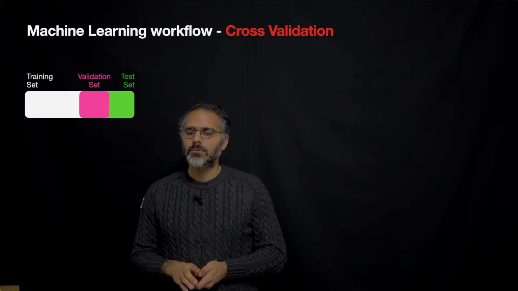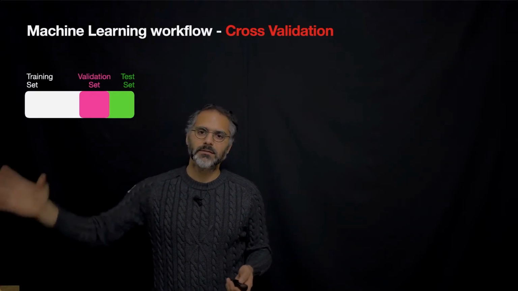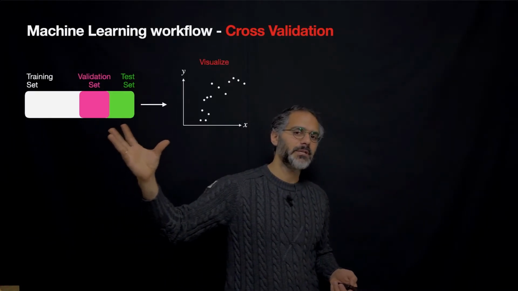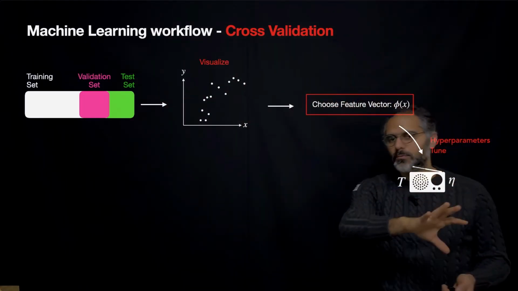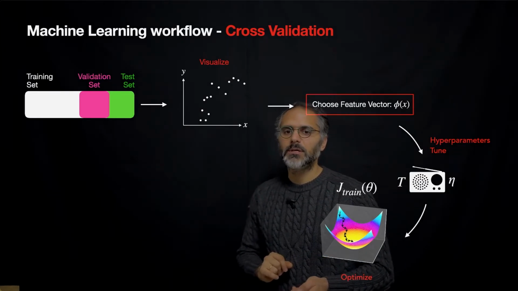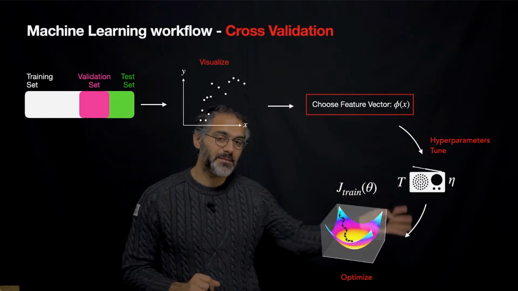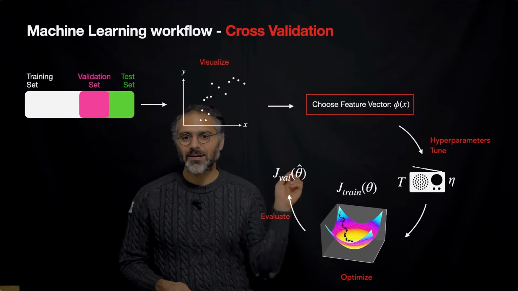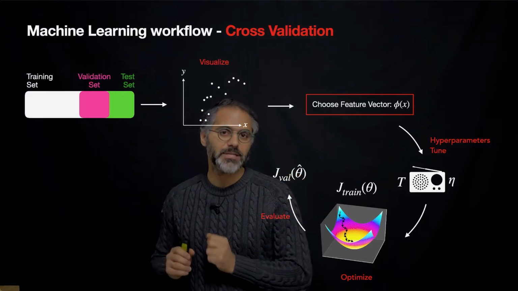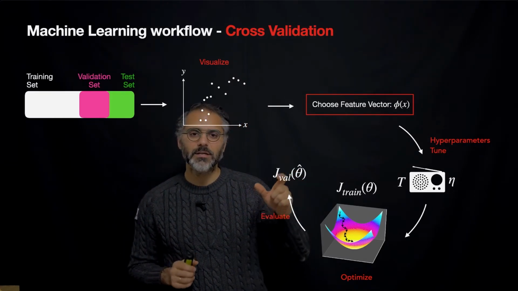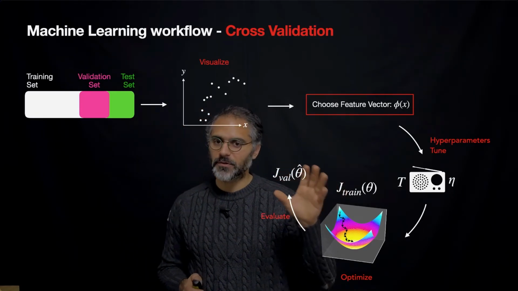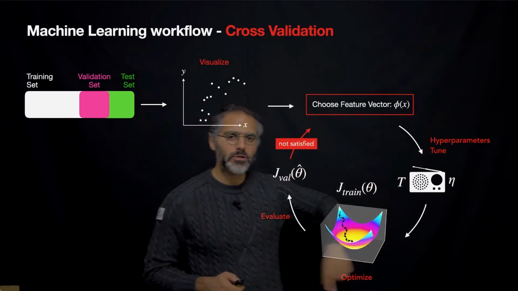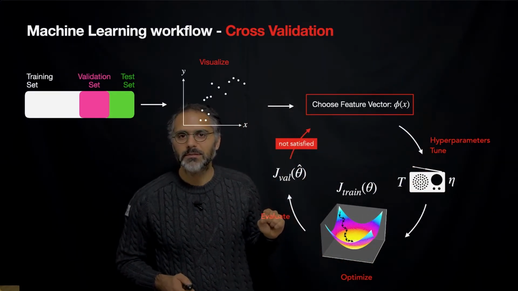So now, the workflow looks like this. We split into 3 data sets, we visualize the training set, we choose phi, we choose our hyperparameters, and then we run the optimization. We get the best theta, we get theta hat. Now we plug it into the validation set. We use the validation set, of course we're going to overfit over that, because we're going to now do a lot of hyperparameter tuning based on it.